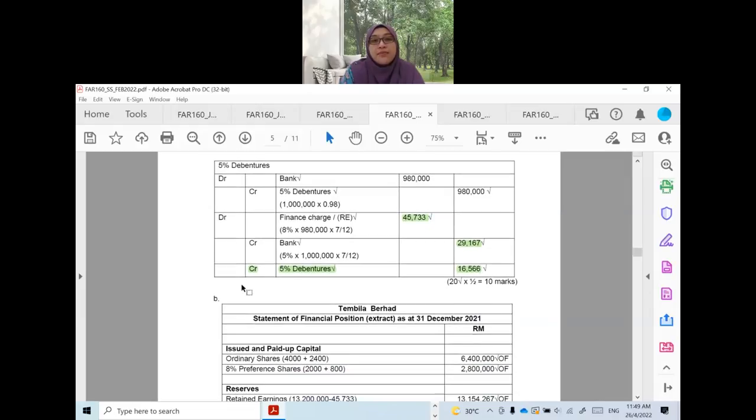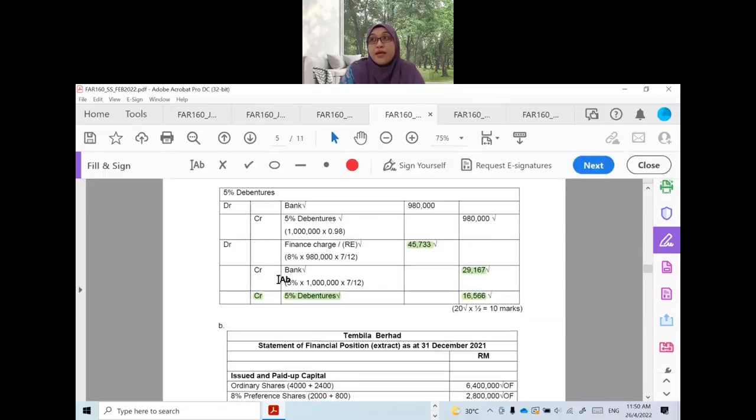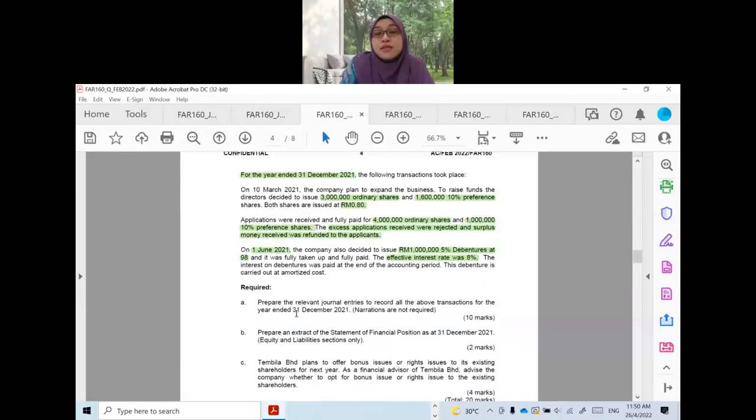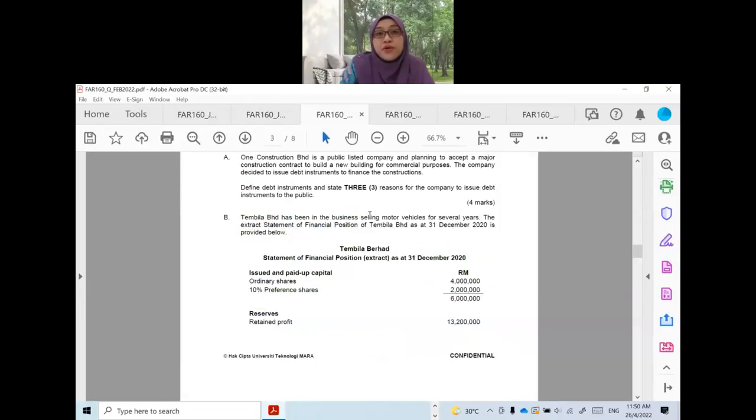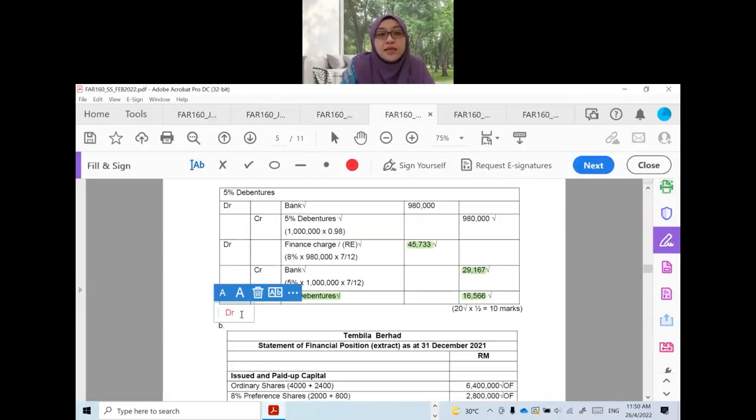What is the last step, class? It's not showing on this answer, but I want you to prepare. The last step will be debit, retained what? Get back to the question. Does the question use retained earning or retained profit? Retained profit. So we have to be consistent in class. Debit, retained profit.